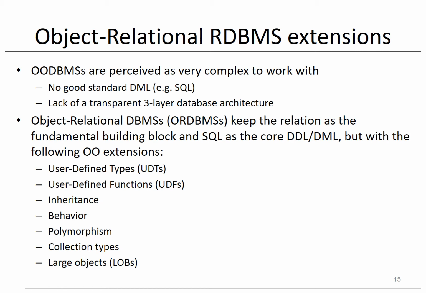Object-Relational DBMSs, or ORDBMSs, try to combine the best of both worlds. More specifically, the idea is to keep both the relation as the fundamental building block and SQL as the core DDL and DML, but extend them with the following set of OO concepts: user-defined types, UDTs, user-defined functions, UDFs, inheritance, behavior, polymorphism, collection types, and large objects or LOBs.